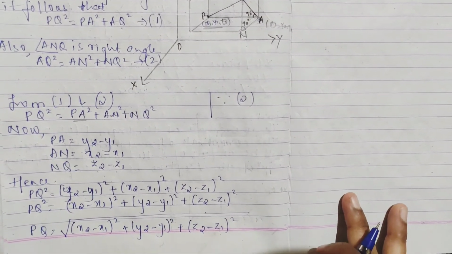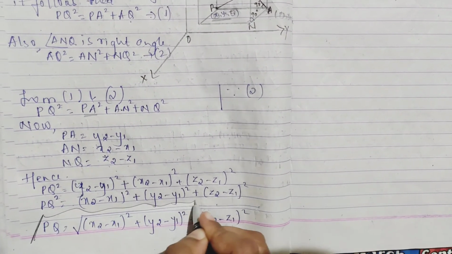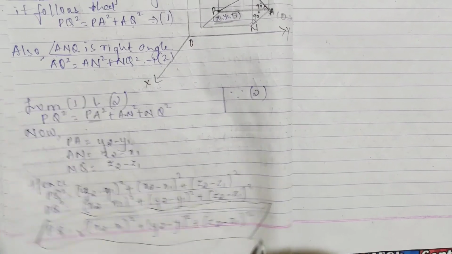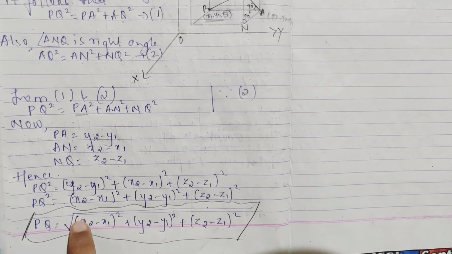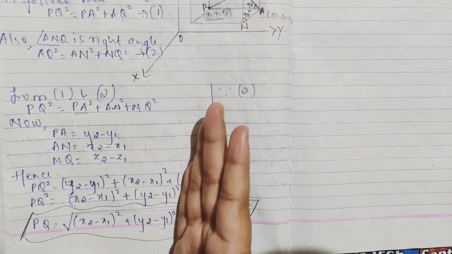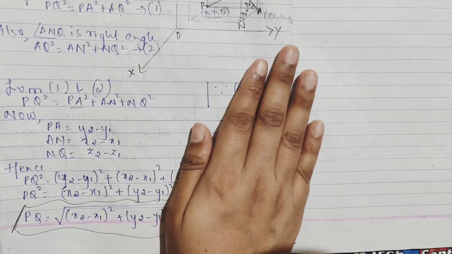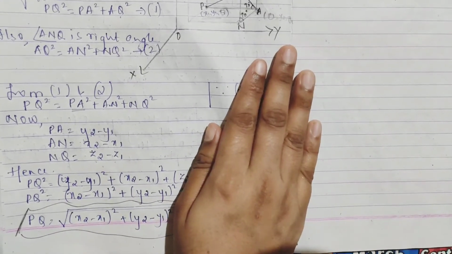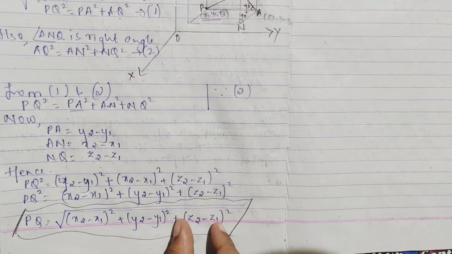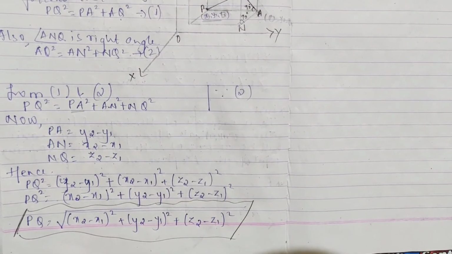So this is the distance formula if they give you 3 points, that is in 3-dimensional. If it is for 2-dimensional, how do you do it? PQ is root of x2 minus x1 square plus y2 minus y1 square. For your 2 points, for your 2D xy plane, it will be only this much. Now for 3D, just one term, that is z2 minus z1 square, is added.